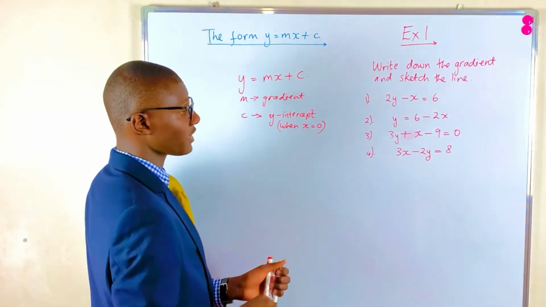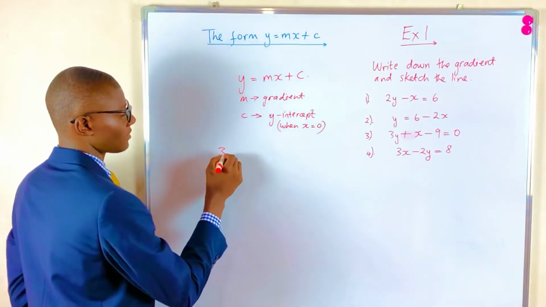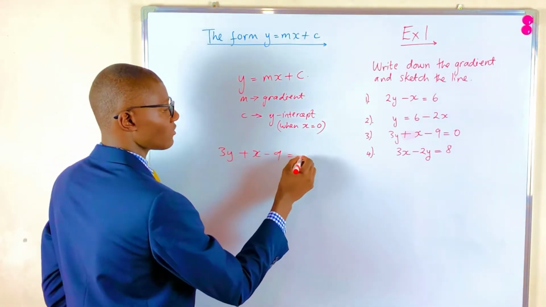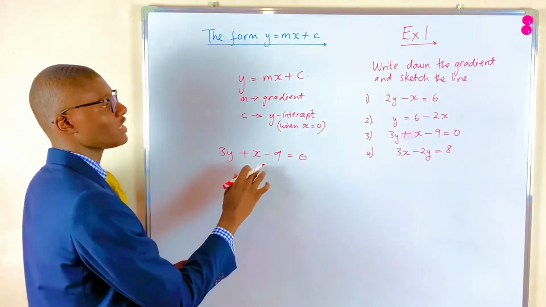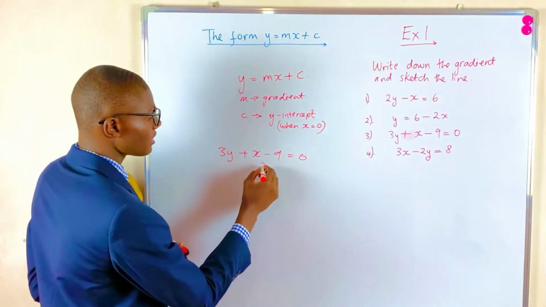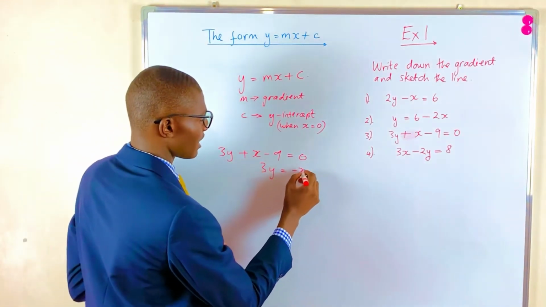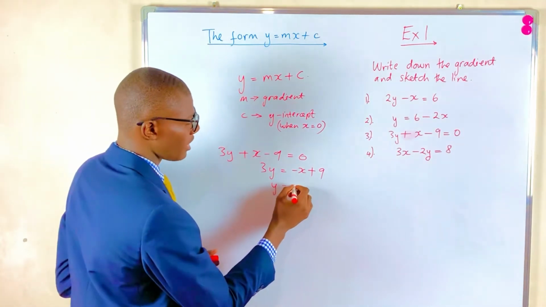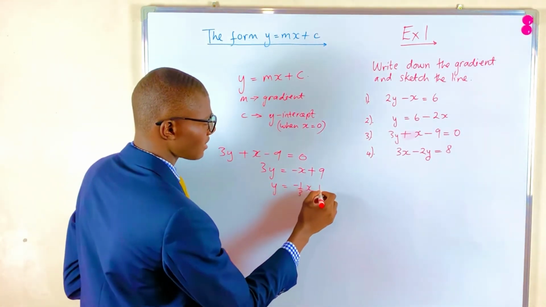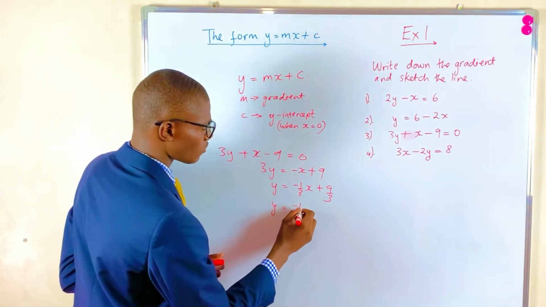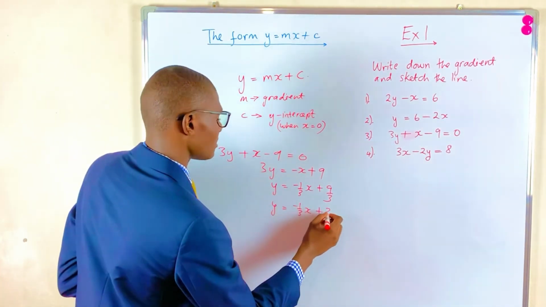Right, we've got 3y plus x minus 9 is equal to 0. So of course we need to rewrite it to make y subject of the formula. So we're saying 3y is equal to minus x plus 9. Then dividing both sides by 3, y would be minus 1 over 3x plus 9 over 3, which would be y is equal to minus 1 over 3x plus 3.